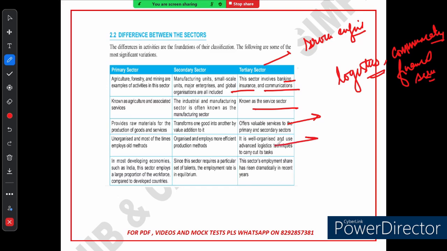If we talk about the organization, this tertiary sector is well organized. Like we have seen, the primary sector was unorganized and the secondary sector was organized, while the tertiary sector is well organized. It relies on advanced logistics and technology to perform its functions efficiently. If we talk about the workforce, in recent years the tertiary sector's share of employment has increased significantly, reflecting the growing importance of services in the economy.